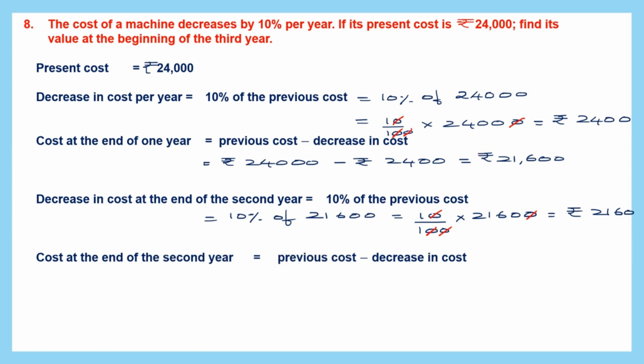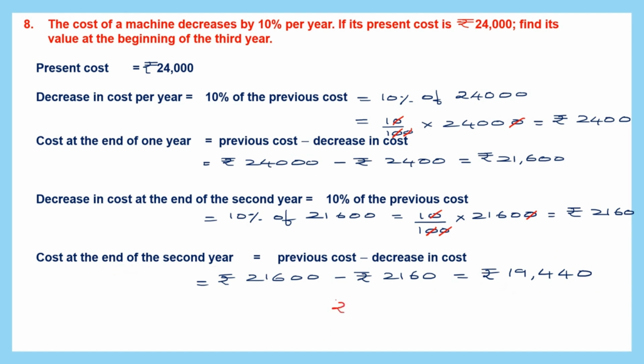in cost. So previous cost is rupees 21,600. From that we have to subtract 2,160. So what do we have when we subtract these two numbers? We have 19,440. So this is the cost at the end of the second year. That means it's the value at the beginning of the third year. Okay, beginning of the third year is what is at the end of the second year. So this is our final answer.